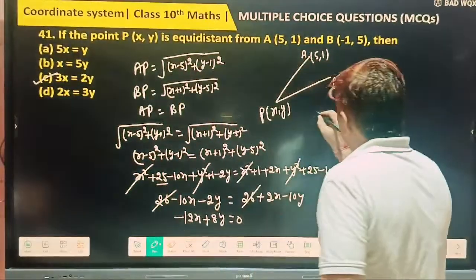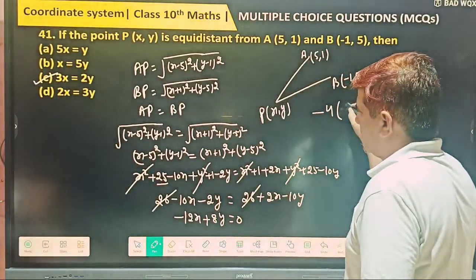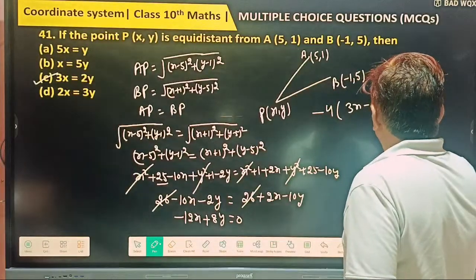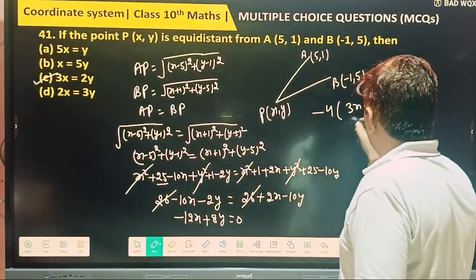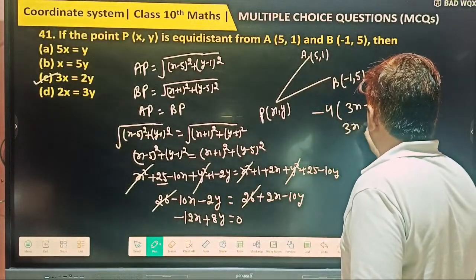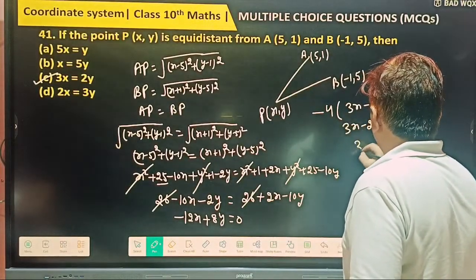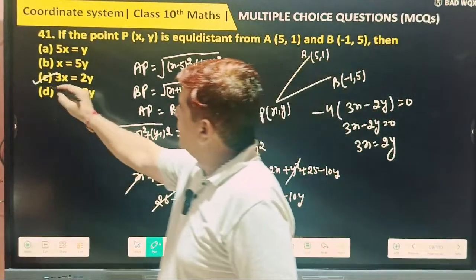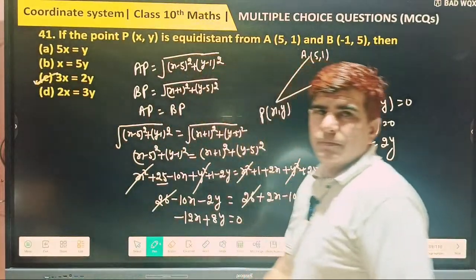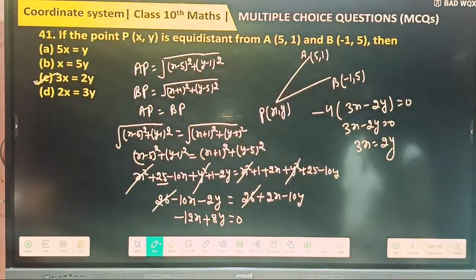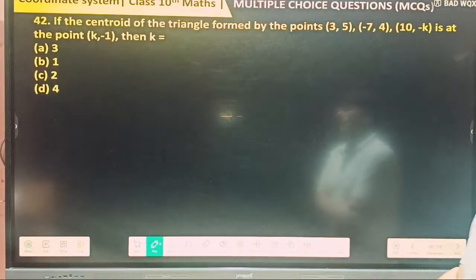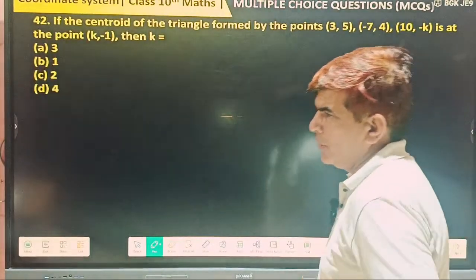So what's common? Minus 4 is common. How much left? 3x minus 2y is equal to 0. So this, bring on this side, this becomes 3x minus 2y equal to 0. So 3x is equal to 2y. So what's your answer? This is your answer. Got it? Simple.